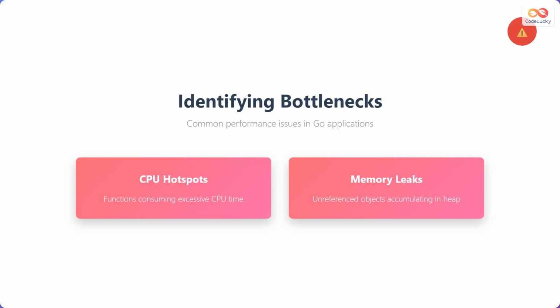Memory leaks represent the second common bottleneck. These occur when objects are allocated but never released, causing memory usage to grow continuously over time. Memory leaks can eventually lead to out-of-memory errors and degraded system performance. By using CPU and memory profiling together, you can get a comprehensive view of your application's performance characteristics and identify both types of bottlenecks before they become critical issues in production.